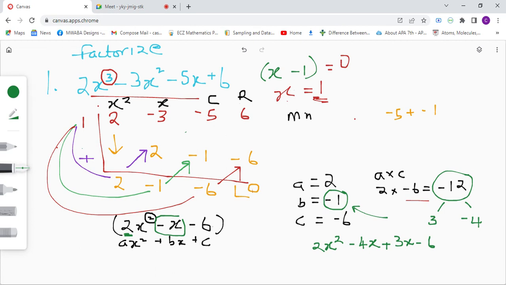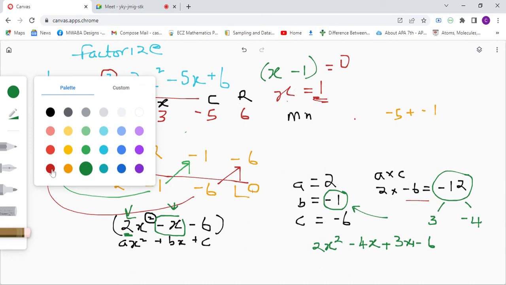What has happened here is this negative x has been split into these two: negative 4x plus 3x gives us negative x. All because the leading coefficient is not 1. If the leading coefficient was 1, we would have been done by now. But since it's not 1, we have to split this middle term. This negative x has become negative 4x plus 3x, these two factors we found here. So now we're going to factorize by grouping.